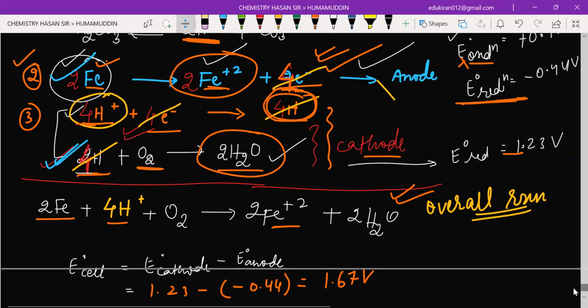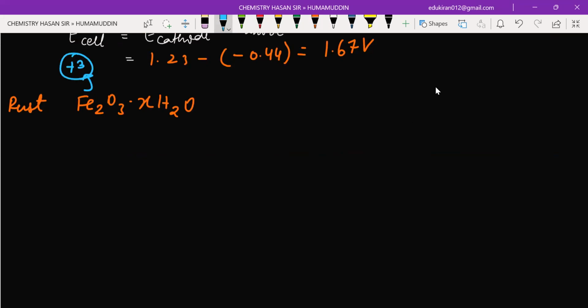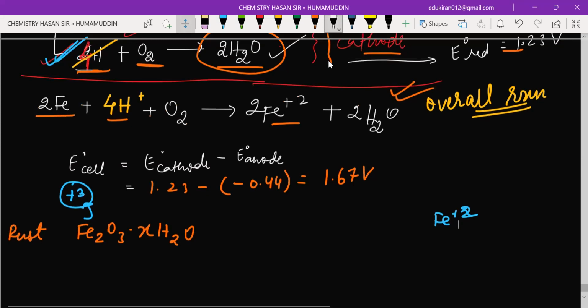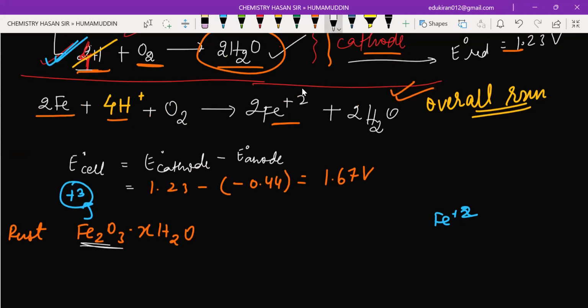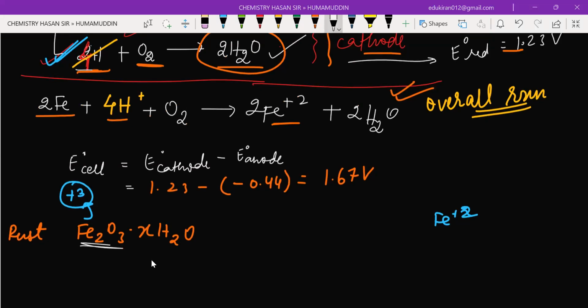Yes, sir. Now, as you know, I had written the formula of rust as Fe2O3 dot XH2O. So what will be the oxidation state of this Fe? That will be plus 3. But what have we got? We have got Fe plus 2. Yes or no? In Fe2O3, what is the oxidation state? It will be plus 3 for iron. Are you getting my point? Yes or no? Yes. If you don't understand, just let me know. I will explain it again.